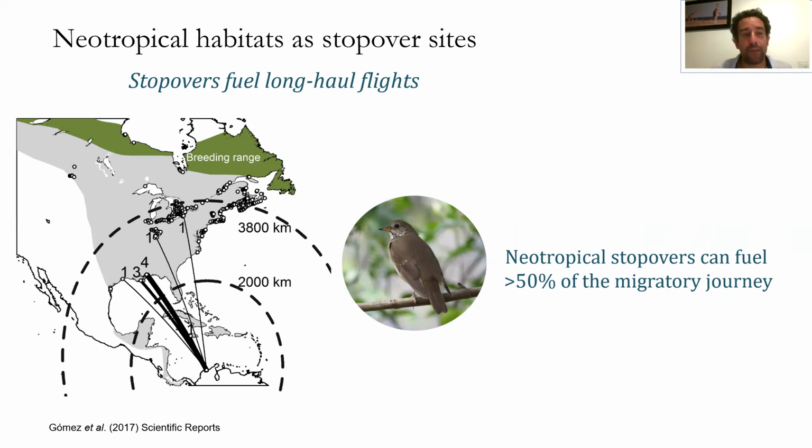So this really emphasizes not only the individual importance of a given stopover site in the overall migratory strategy of these birds, but that these neotropical stopover sites with abundant resources can be providing fuel for well over 50% of the entire migratory journey of these birds. So it really changes the way we think about how birds are using space and using sites along the length of a migratory journey.